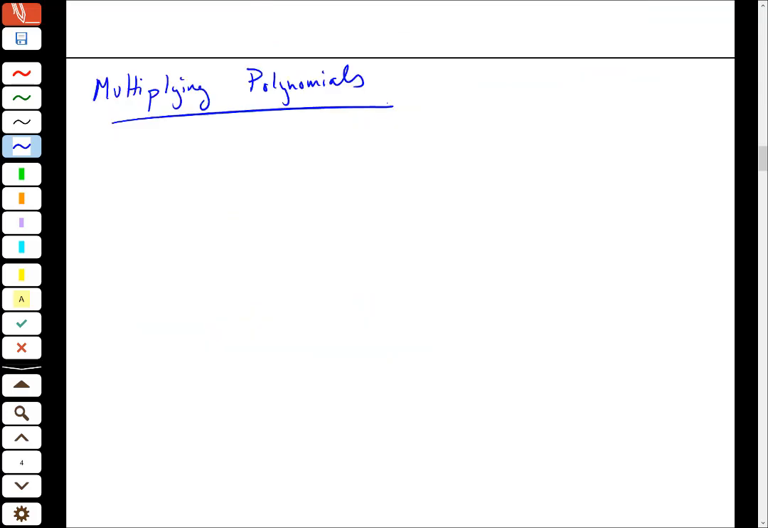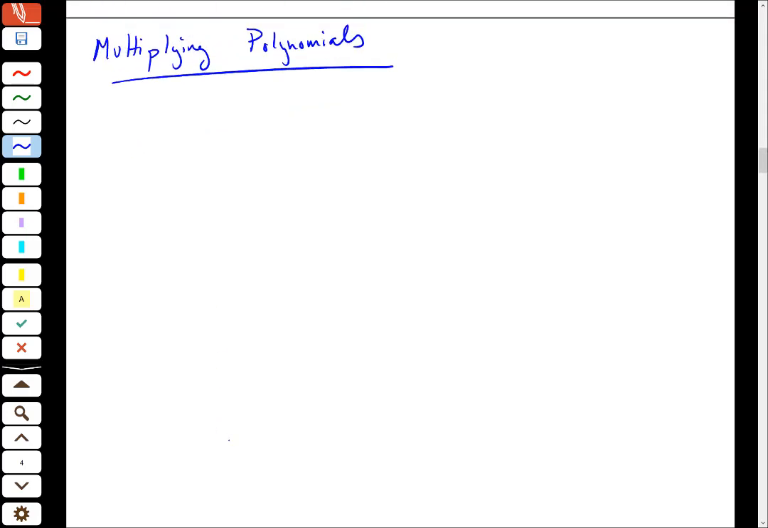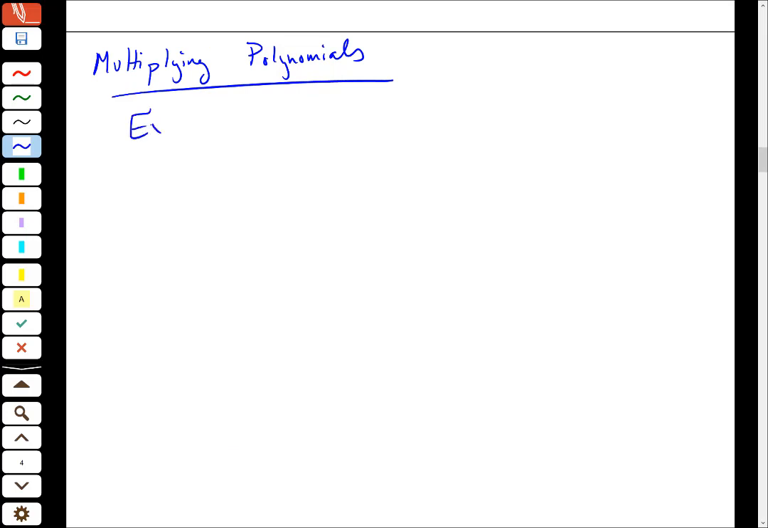Okay, so then we're going to do a little multiplication of polynomials and monomials, and I want to remind you of a couple things. I'm just going to remind you of one thing from exponents. We're going to do more on exponents later, but I'm going to remind you.